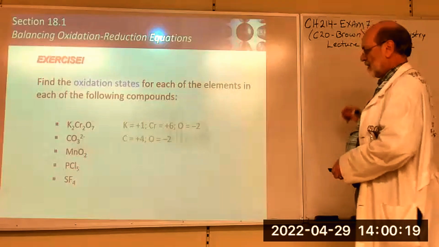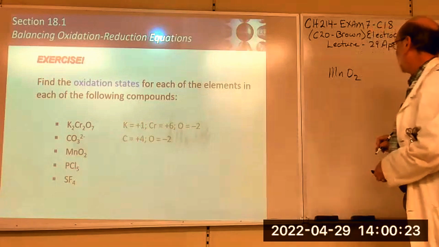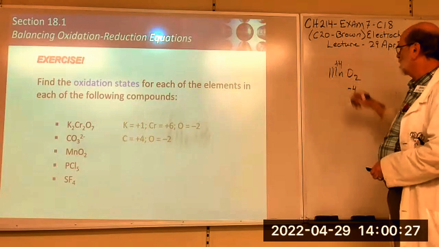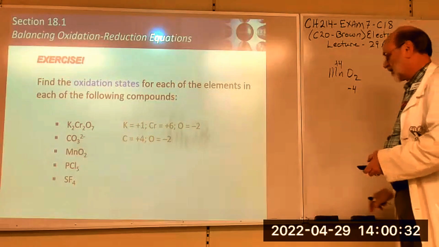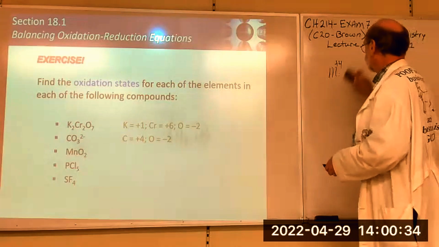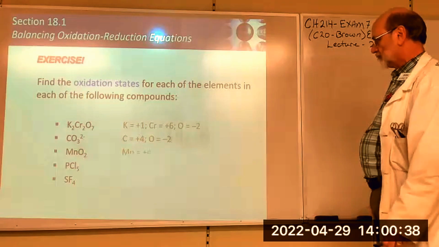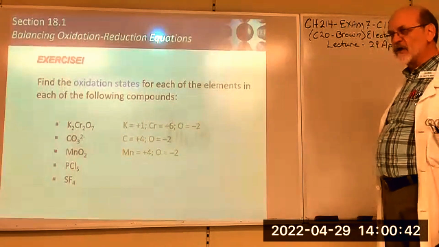How about MnO2? So this would be a -4 total. That means this 1 has to be a +4. So the name on that would be manganese(IV) oxide. This is where you have to put the Roman numerals in parentheses. Yeah, type 2 compound.